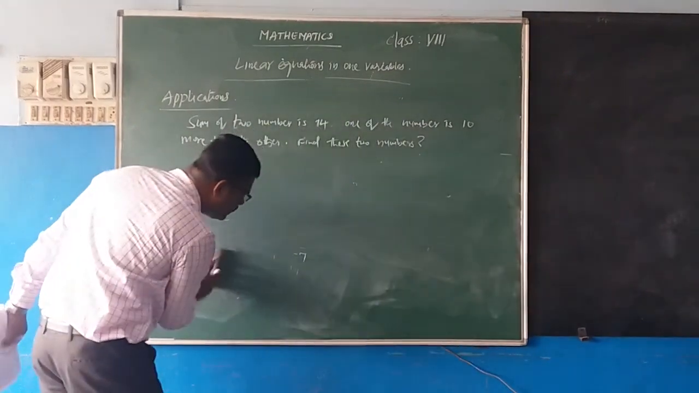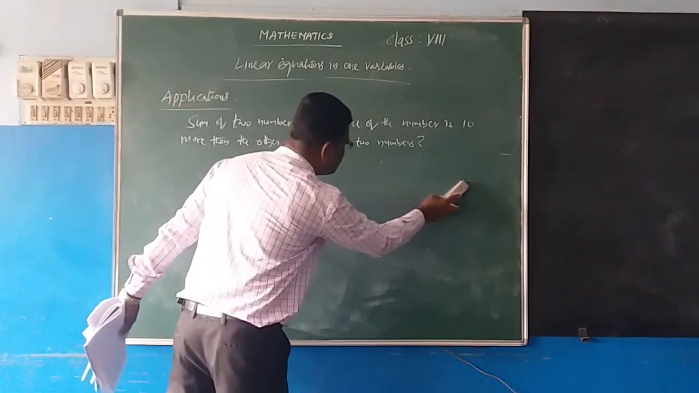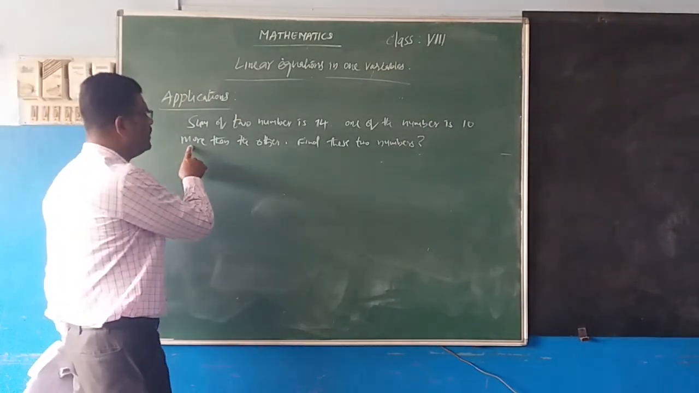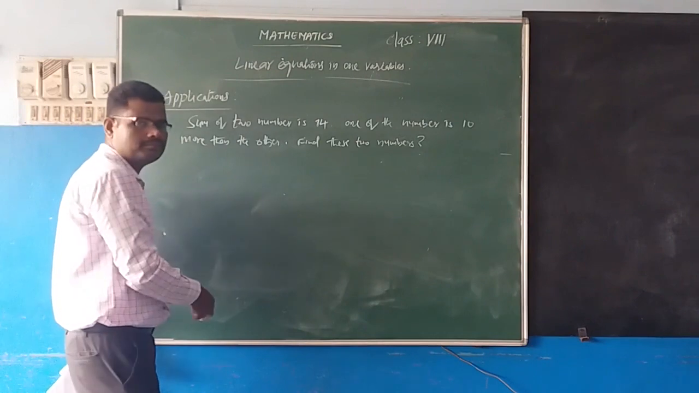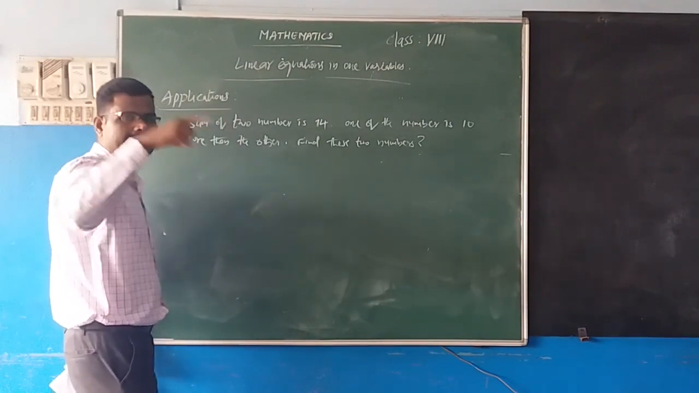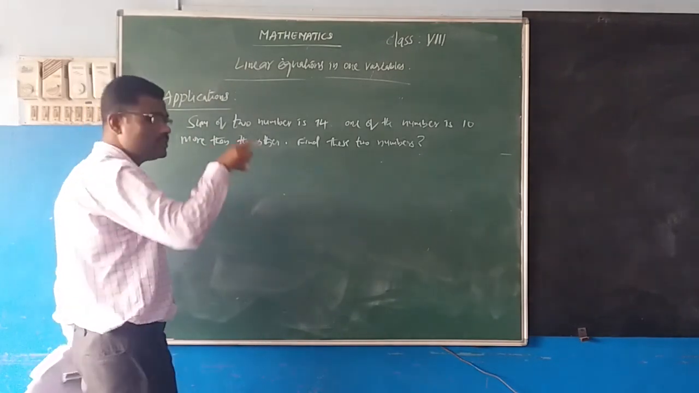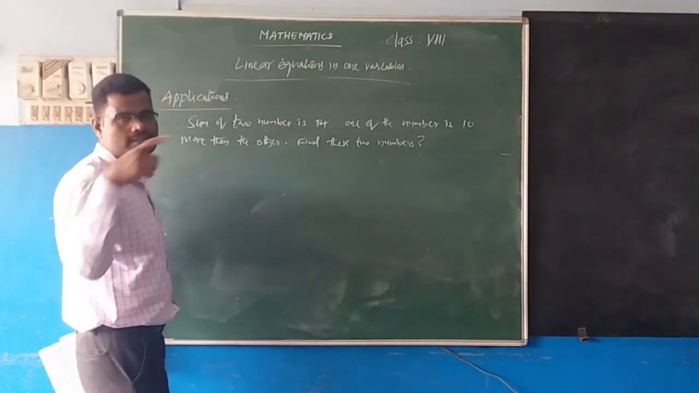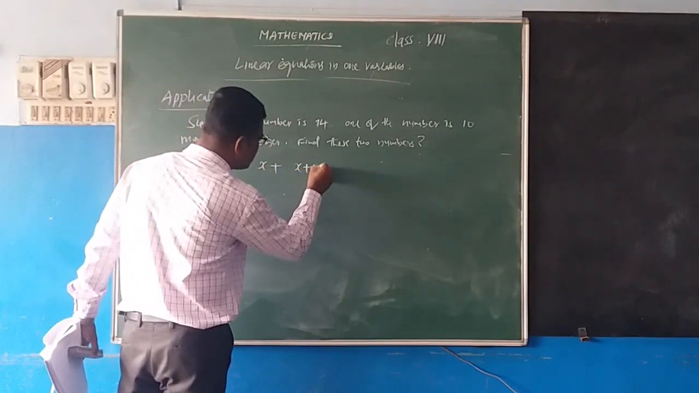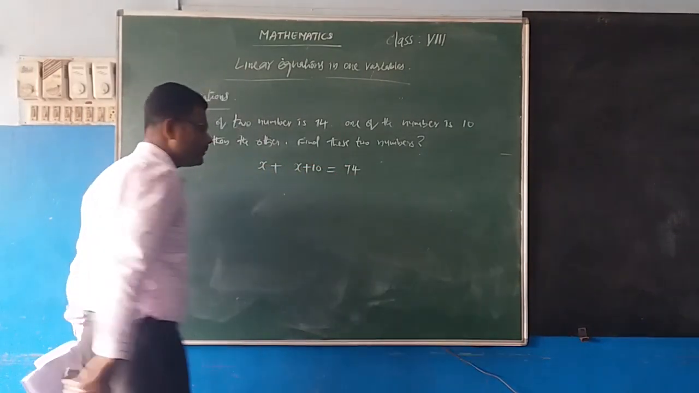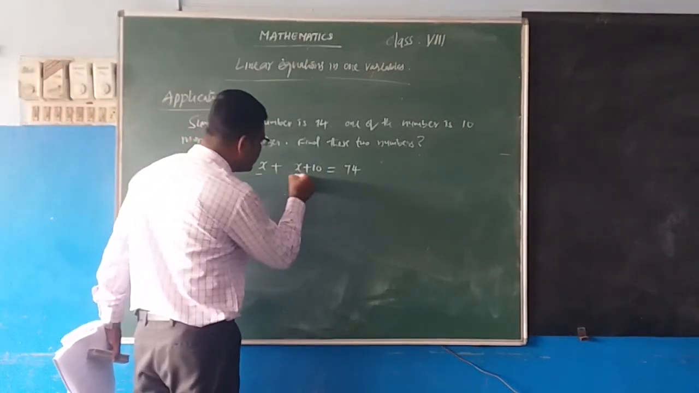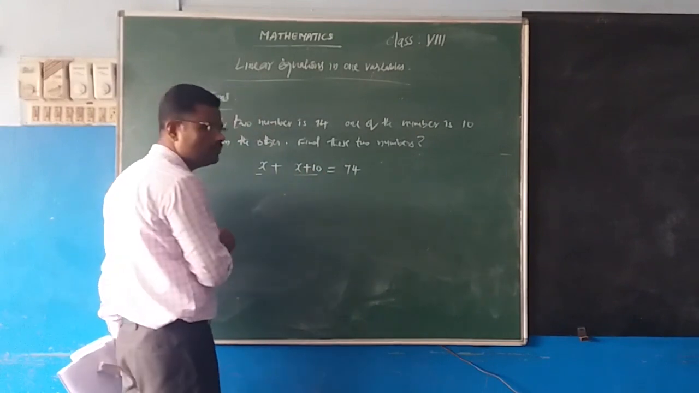Consider there are two numbers. When we add those two numbers, we will get 74. One of the numbers is 10 more than the other. Suppose one number is x, the other number is x plus 10. If you add, you will get 74. Very easy statement. So x and x plus 10, if you add, you will get 74.